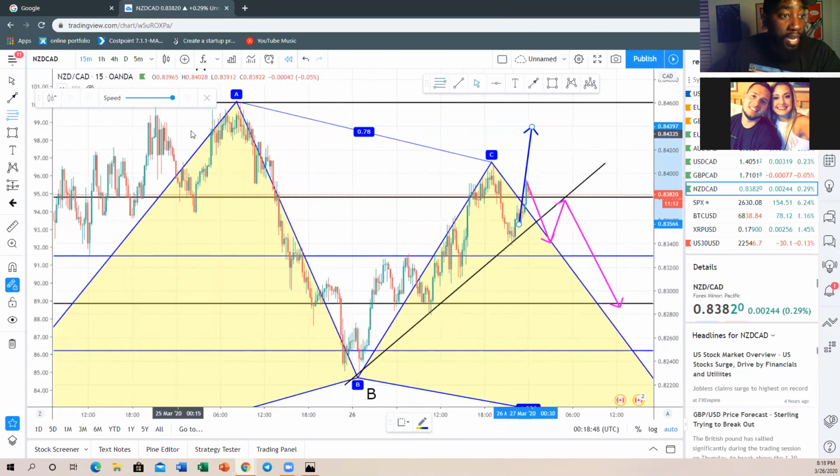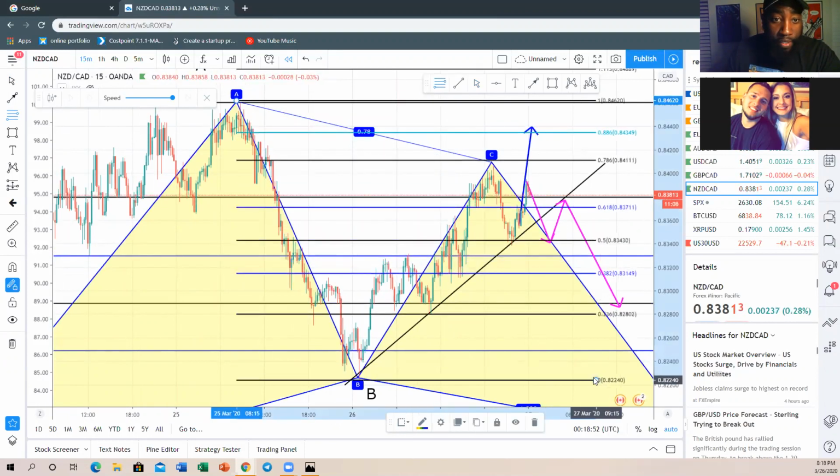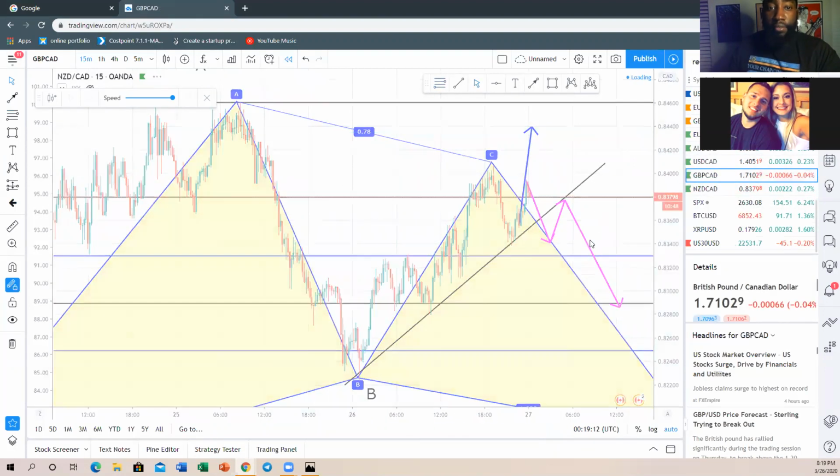But if price does decide it wants to go to 886, don't freak out. That is still on the table. And there you go. 886 is right there where I drew this arrow. It didn't quite touch 786, so I want that solid 786 touch because price came so close to it and then turned around. But when it breaks this trend line, even if it goes up first and breaks this trend line, that'd be a nice move right there to take on the sell on NZD CAD.